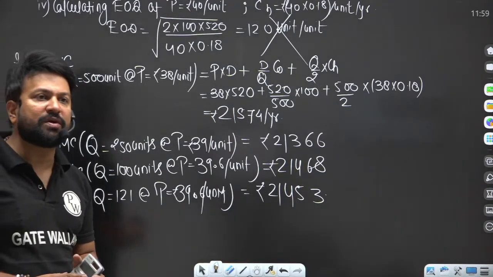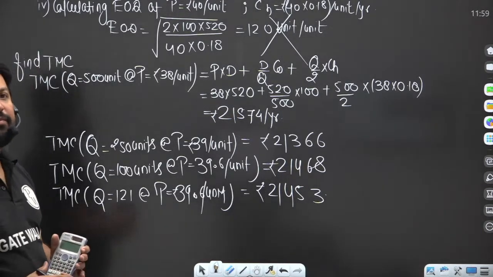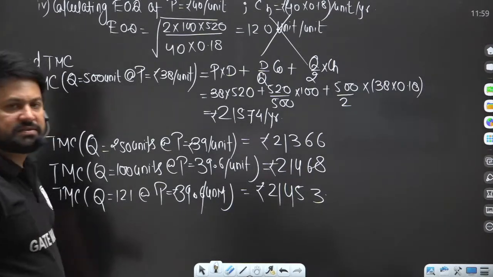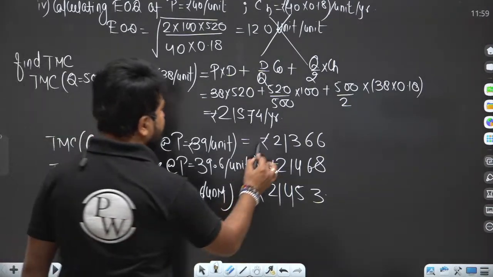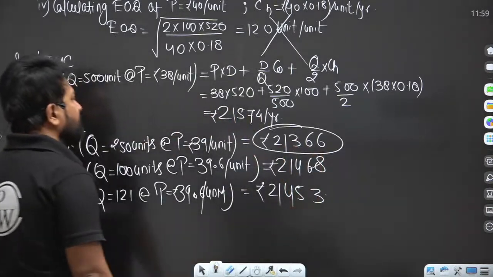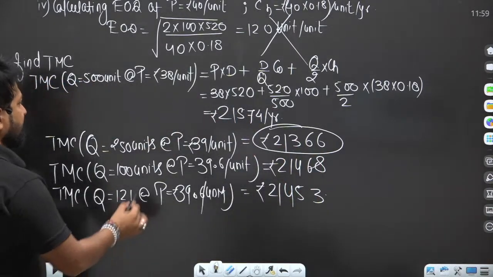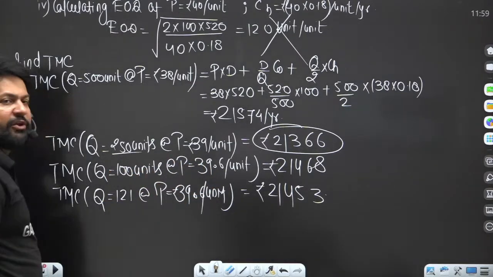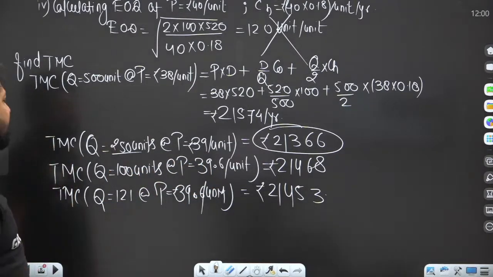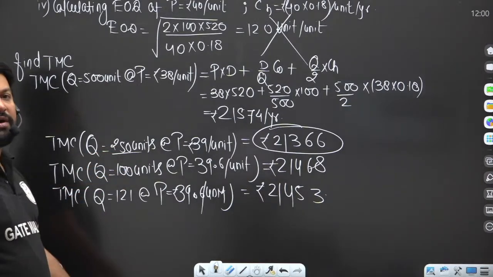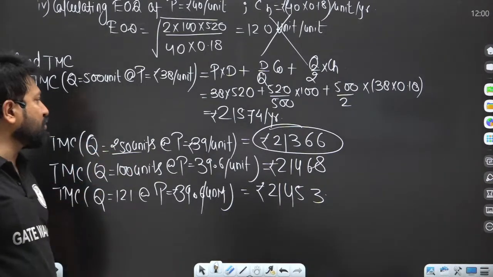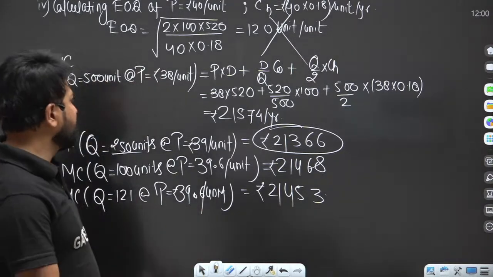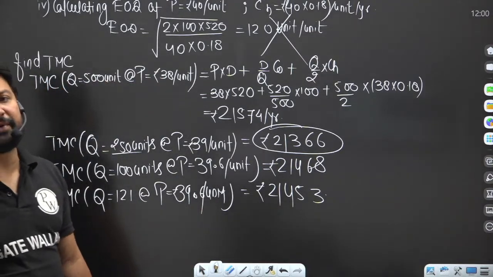Now tell me, which is the minimum total material cost? Is it not rupees 21366 at a unit price of 39 rupees per unit when you buy 250 units? So here the total material cost is minimized in this range. So your purchasing quantity is 250 at the unit price of 39 rupees per unit.